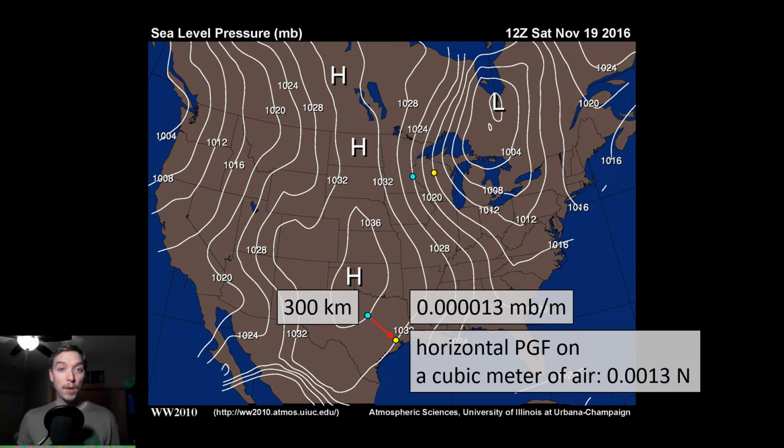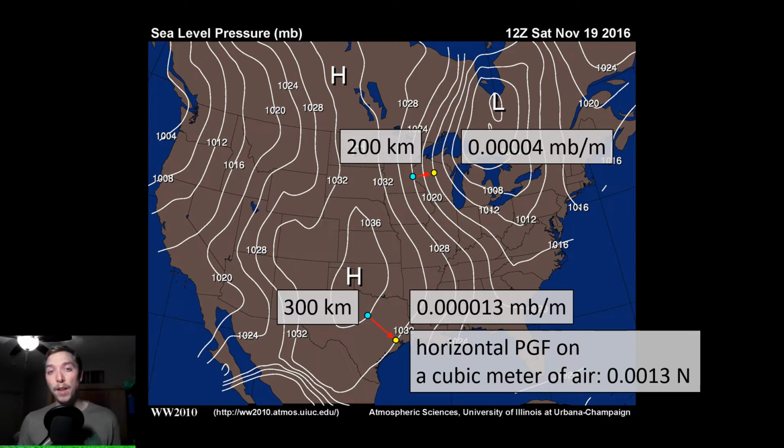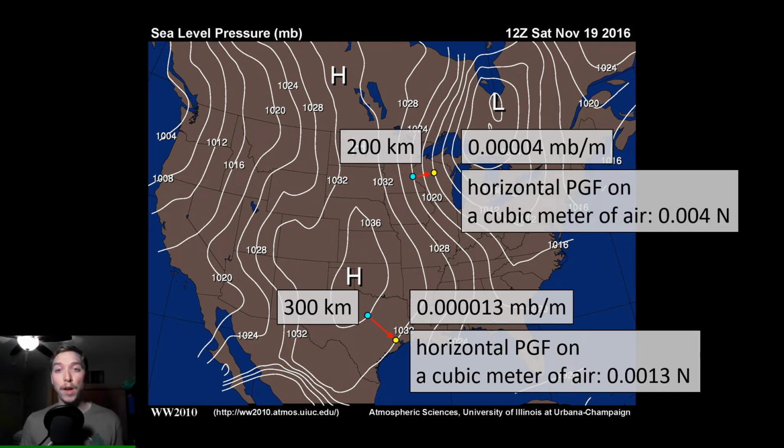Okay, well, how about up here? Notice how much closer these isobars are. Now let's think back to learning about topographic maps, right? If a contour line or a clump of contour lines is much, much closer together, is that a steeper slope or is it a more gradual slope? Well, we're going here from the 1024 to the 1016 isobars, a distance of about 200 kilometers, which yields a pressure gradient of about 0.00004 millibars per meter and a horizontal pressure gradient force on a cubic meter of air of about 0.004 newtons.